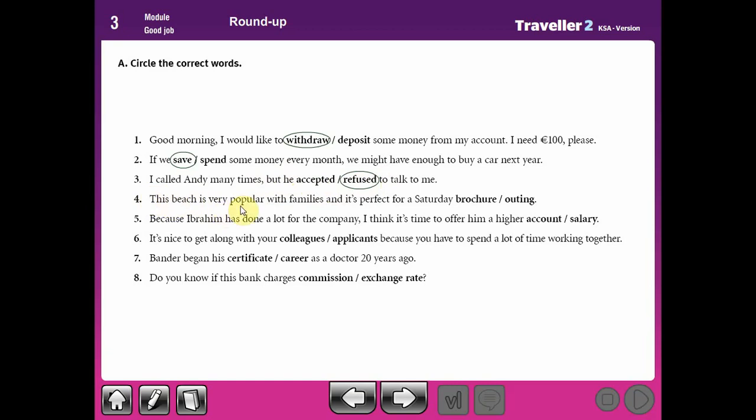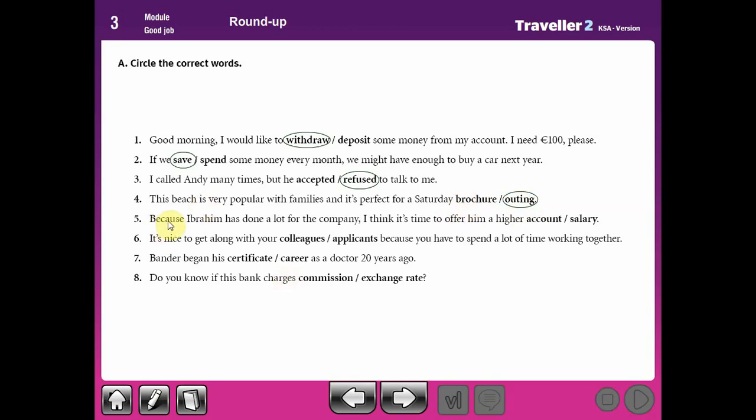Number 4, this beach is very popular with families, and it's perfect for a Saturday brochure or outing. I'm talking about outing here, okay? Those words are very different, right? So I'm talking about going out, outings, right? So when you go out, let's have an outing today. We have an outing tonight, right? But the brochure is the booklet you get when you go to a place, to give you the offers and different information about the place.